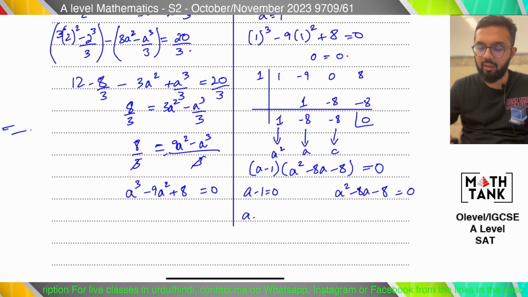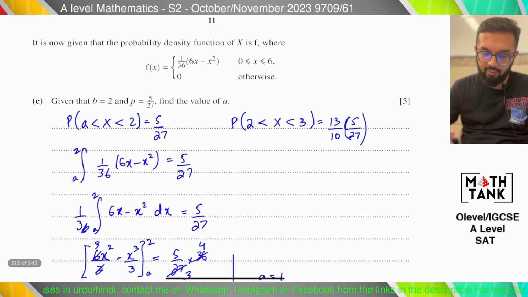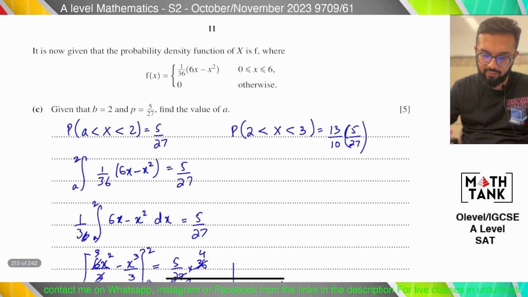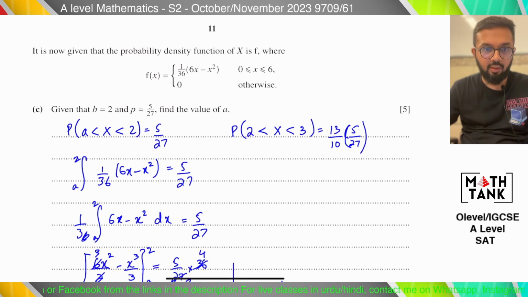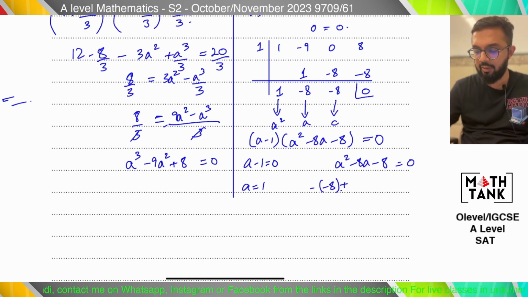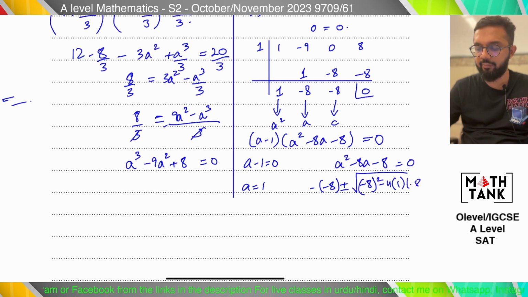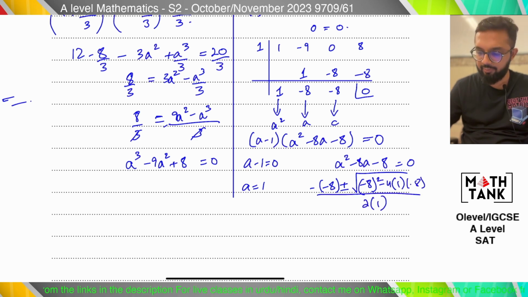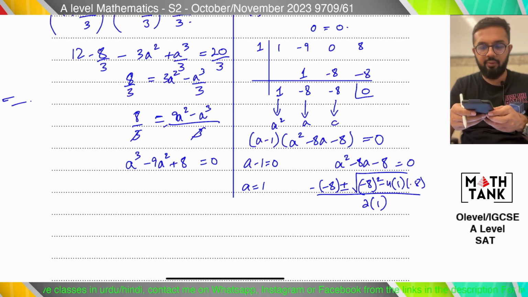Now a equals 1 is certainly an answer, but let's see if that works. Find the value of a. But I will have to check the other numbers. A equals 1 is sort of working, but I will still have to check if this works. Plus minus b squared, which is why there are 5 marks for this question. So let's do that on a calculator.